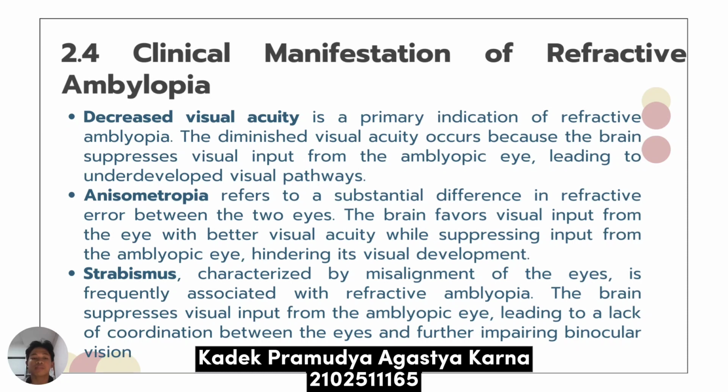There are three clinical manifestations of refractive amblyopia. The first one is decreased visual acuity, which is the primary indication of refractive amblyopia. The diminished visual acuity occurs because the brain suppresses visual input from the amblyopic eye, leading to underdeveloped visual pathways.